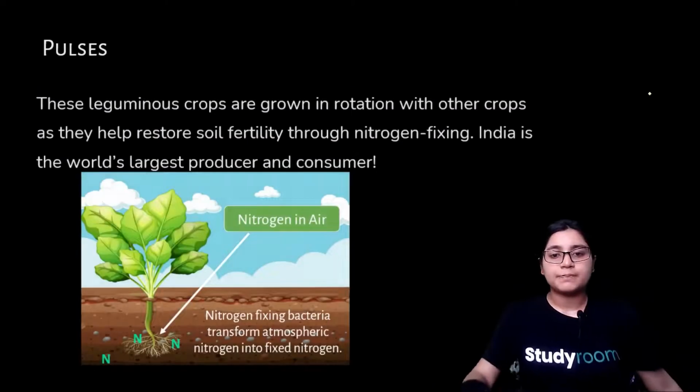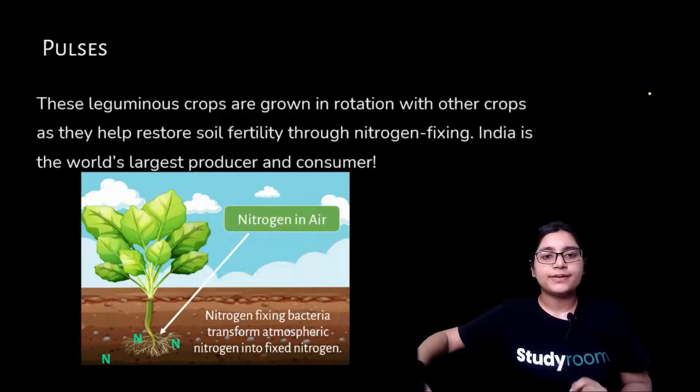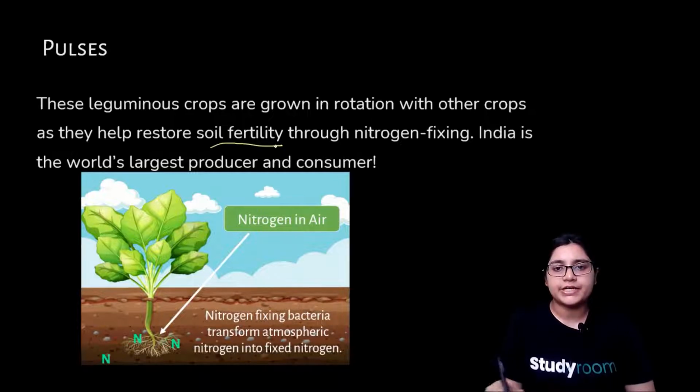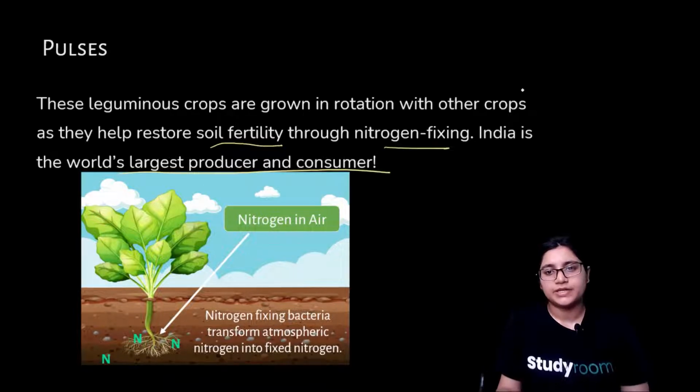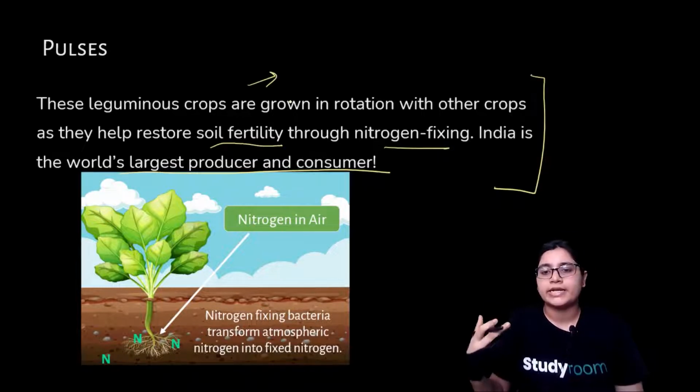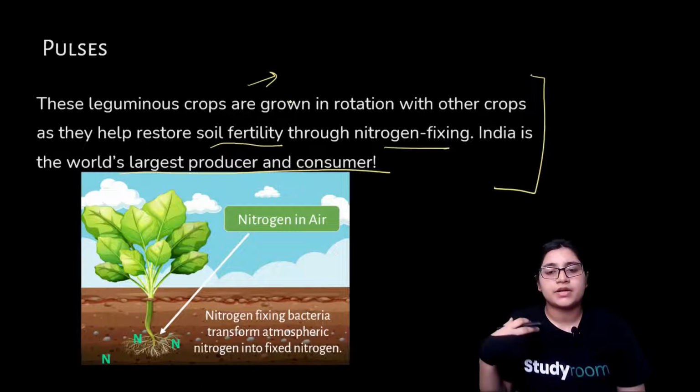When we talk about pulses, these leguminous crops are grown in rotation with other crops as they help restore soil fertility through nitrogen fixing. India is the world's largest producer and consumer. You all get it? Pulses are very important for refurbishing the soil, because they help the soil to gain its fertility.